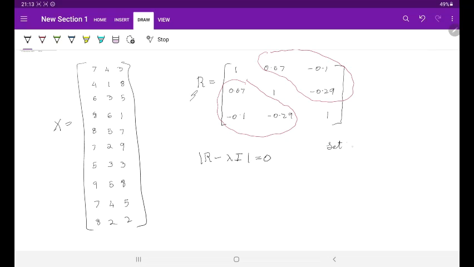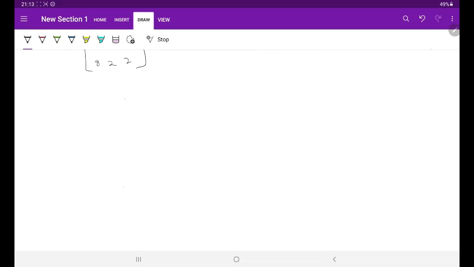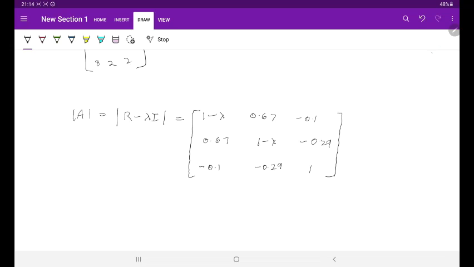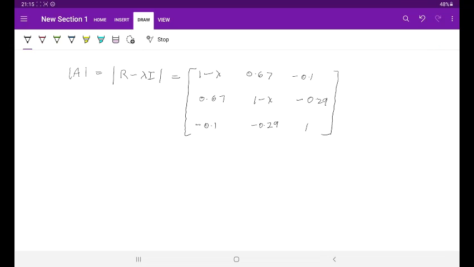Let A equal to R minus lambda I. We are using this to make our calculation much easier. So determinant of A equal to determinant of R minus lambda I, which would be equal to this matrix. Now we are going to substitute X equal to 1 minus lambda in order to make our calculation easier.